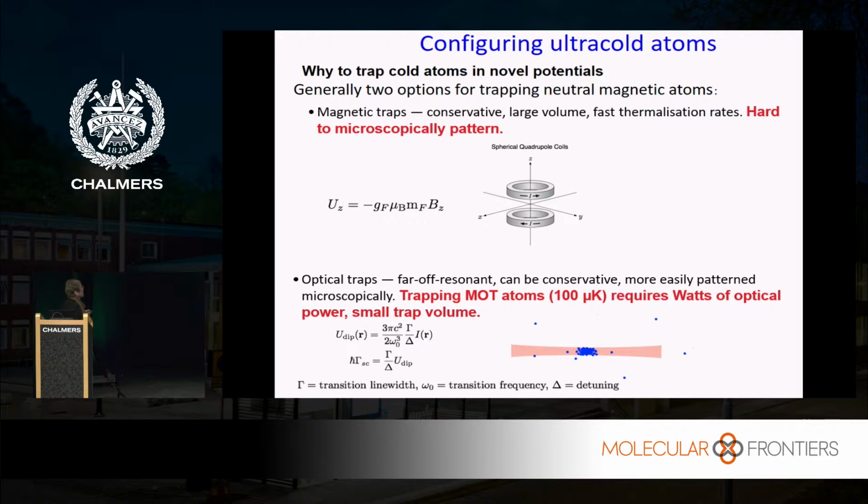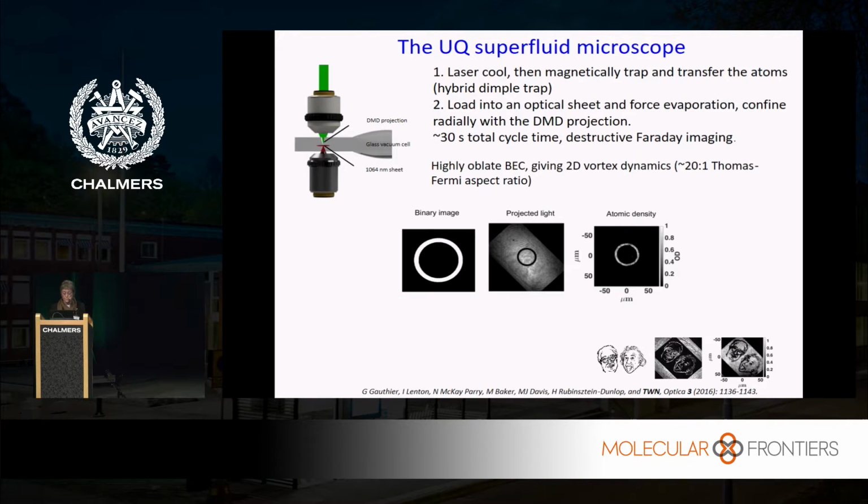So in order to do microscopic patterning, we use optical traps, far off resonance. It means that the atom is not actually absorbing light on resonance and the potential can be conservative, and they are more easily patterned microscopically. However, if you trap magneto-optical trapped atoms, that requires very high laser power. But we can pattern them microscopically, and people have done a lot of it before.